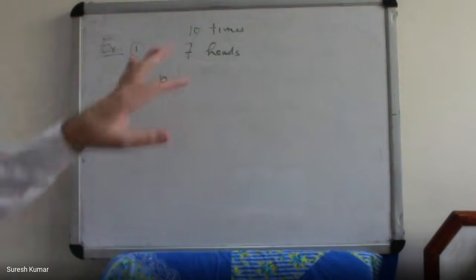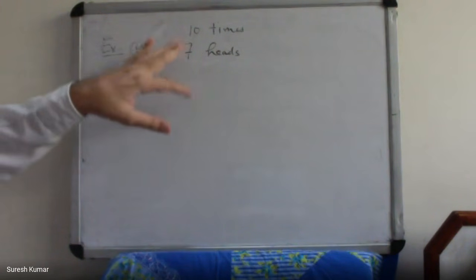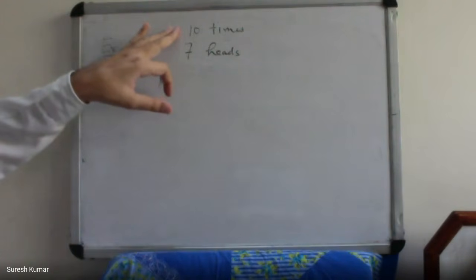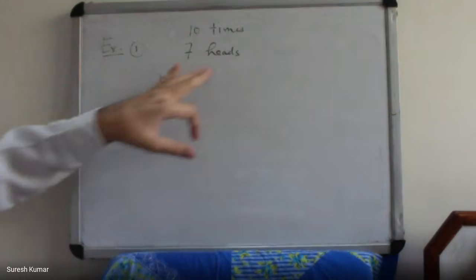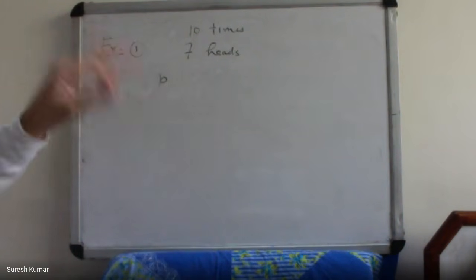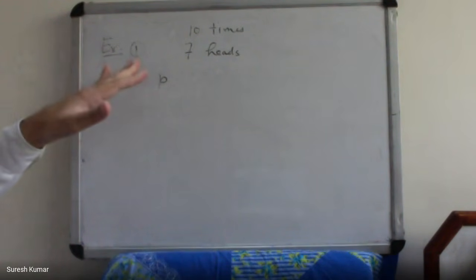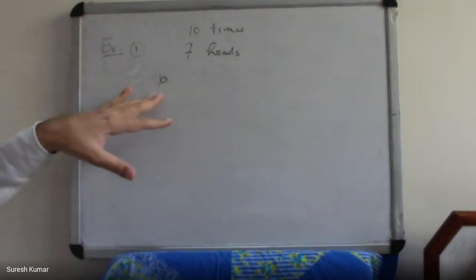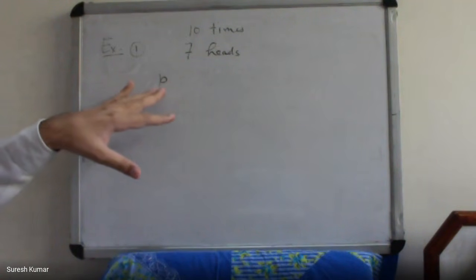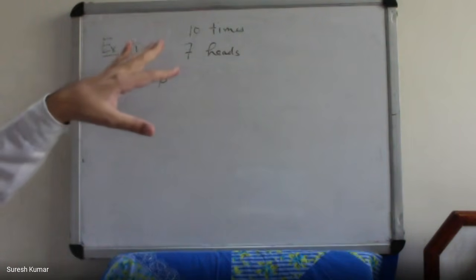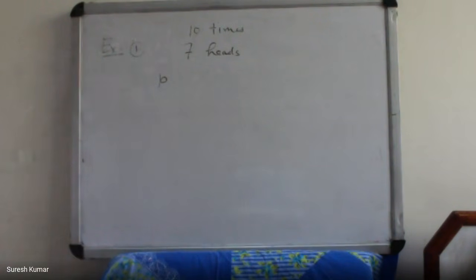So the problem, I repeat again: a coin is tossed 10 times, 7 times head appears. Let P denote the probability of getting head in each trial. So this is the probability of success in the population. Estimate the value of P using this sample information by maximum likelihood method.